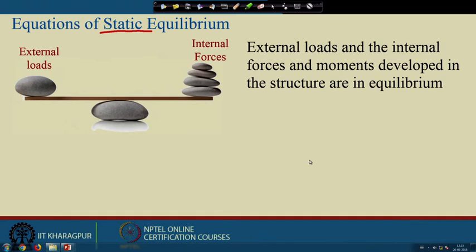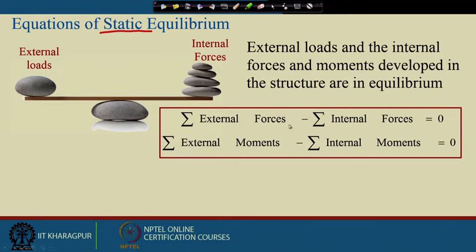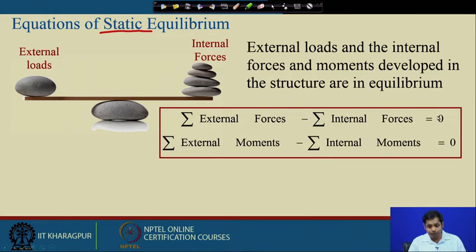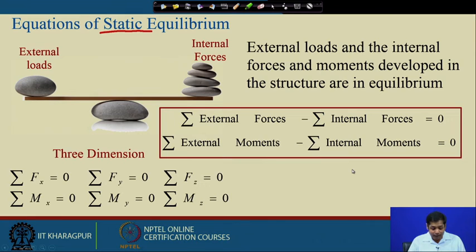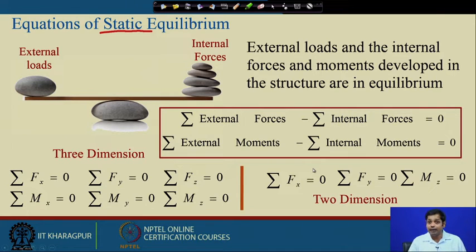Equilibrium is when the external loads and the internal forces and moments developed in the structure are in balance. The equations for equilibrium are: the summation of external forces and internal forces is equal to 0, where the external forces include the support reactions, and the summation of external moments and internal moments about any point or any axis should also be 0. This philosophy, written as mathematical equations, gives the equations for static equilibrium.